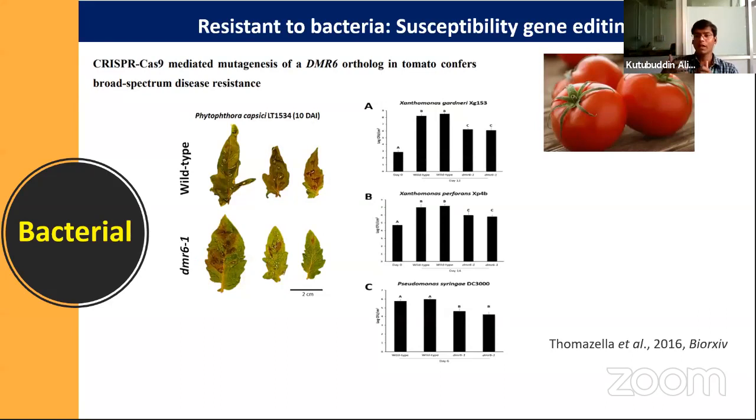It means you can hypothesize that this gene is somehow being utilized by the bacteria for their own purpose, for their own infection. So what they have done is try to disrupt this DMR6 gene, and they have found a significant reduction of disease incidence against this bacterial pathogen. So if you can identify any susceptibility gene and target it to disrupt that gene's function, you can reduce the expression of that gene to develop resistance against that pathogen.